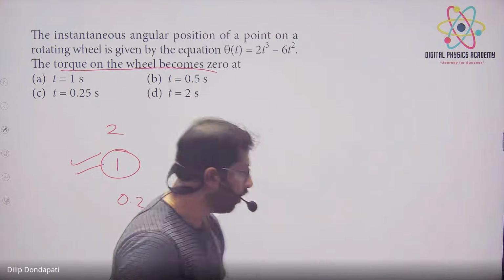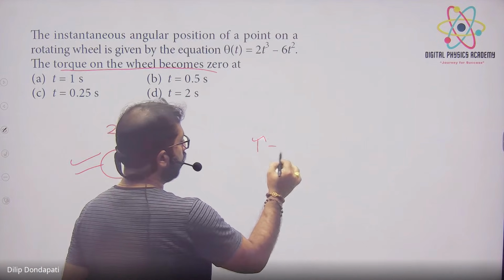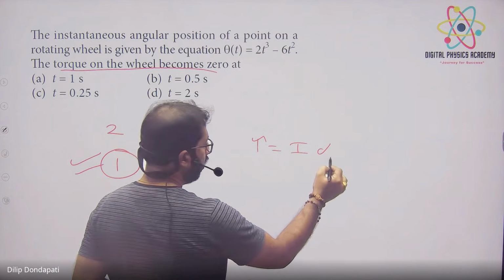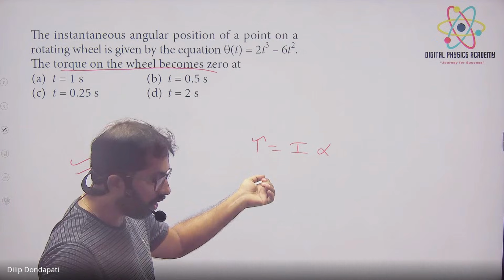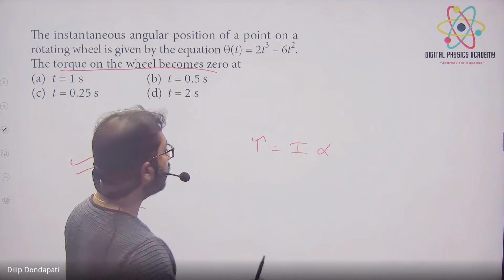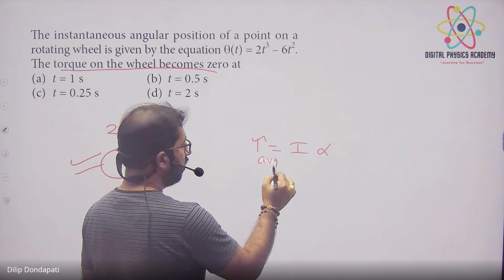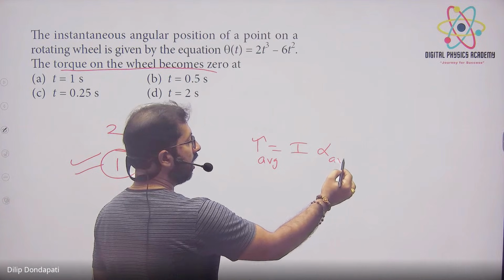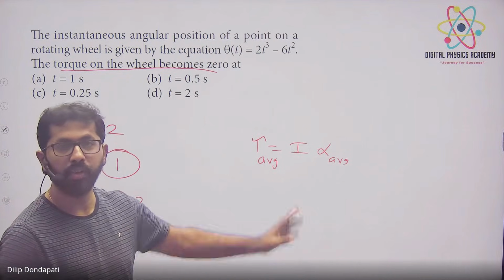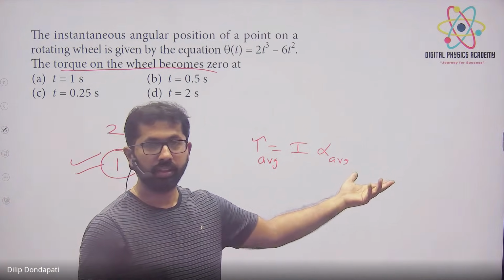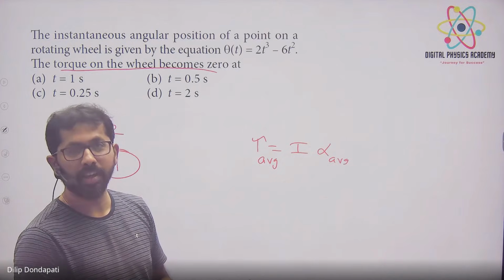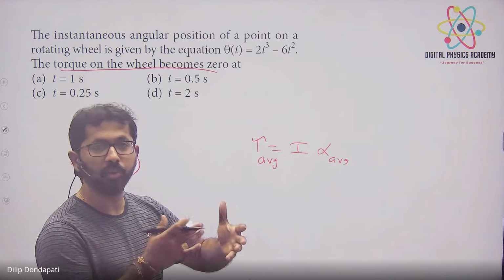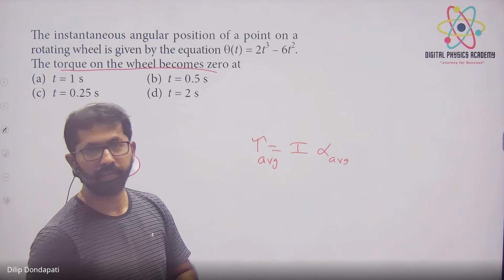See, whenever you are using this one, tau is equal to I alpha. Suppose they're talking about average torque, alpha will be the average alpha you take, right? And you know how to find average alpha. See, these are the kinematic dynamics. बोलते हो ये कुछ नहीं, same equations of motion, the rotational motion we are doing. Okay.